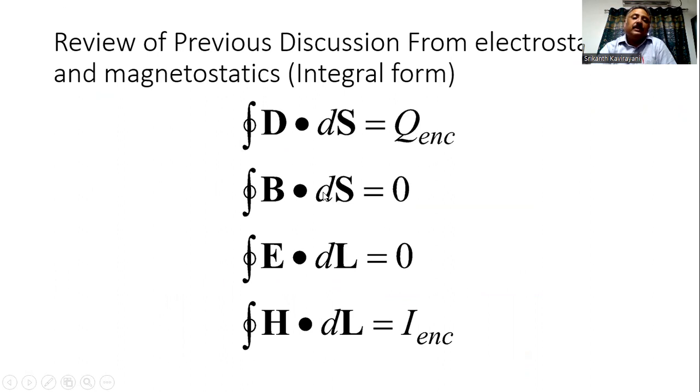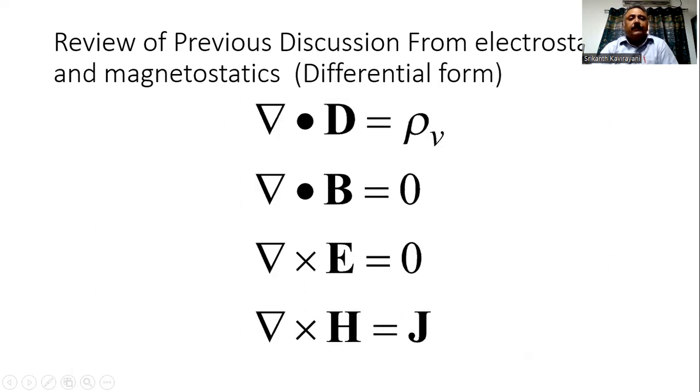So, if we first review our previous discussions from electrostatics and magnetostatics, the integral form we have understood from the Gauss law that the integral over the closed surface D dot dS equals Q enclosed, and the integral of B dot dS equals 0, the integral of E dot dl equals 0, and the integral of H dot dl equals I enclosed based on Ampere's law, Biot-Savart's law, and Gauss law. We have also seen the same laws in differential form: del dot D equals rho v from the Gauss law, del dot B equals 0, del cross E equals 0, del cross H equals 0 from the Ampere's law.